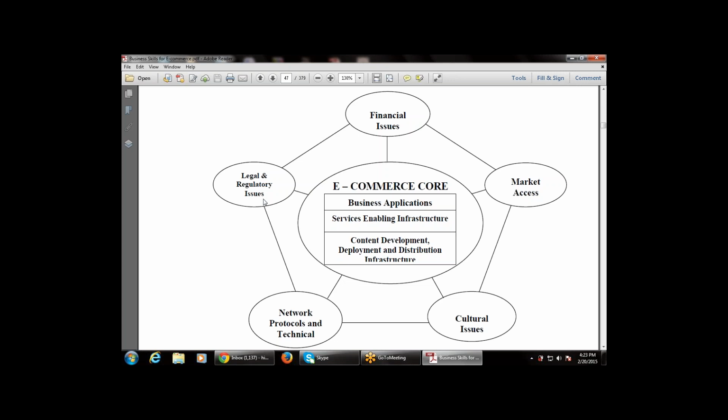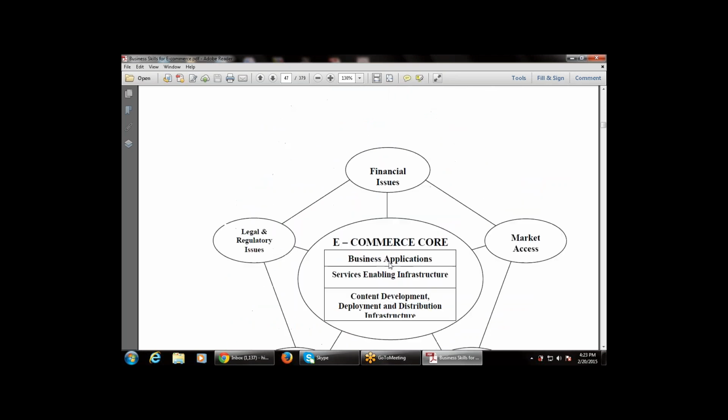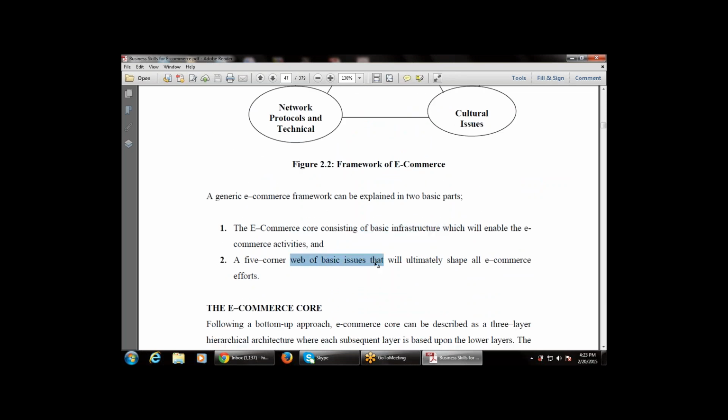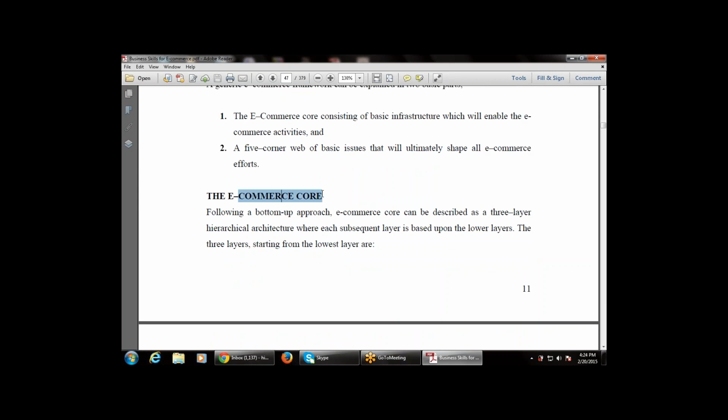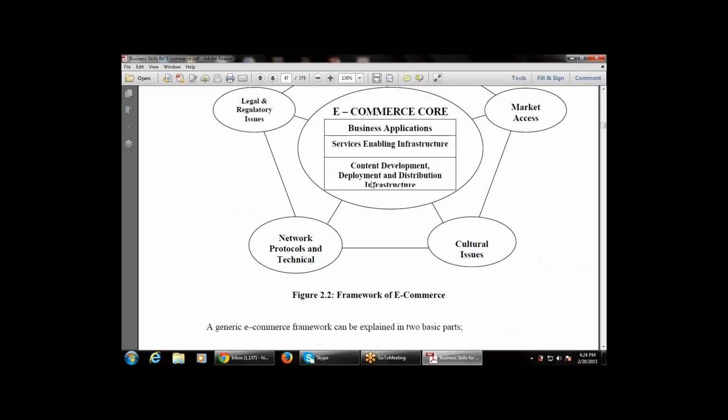Right. Then we have studied business applications, service-enabling infrastructure, content development, deployment, and distribution infrastructure. When we talk about the e-commerce core, it goes from bottom to top. This generic framework can be explained in two parts. First of all, it consists of basic infrastructure, which contains various activities like this one, this one, this one. Then we discussed the e-commerce core, which follows a bottom-up approach: first one, then second, then third.